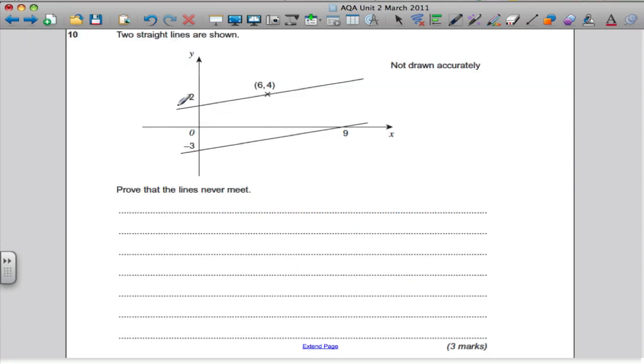Okay, 2 straight lines are shown in the picture. Prove that the lines never meet. Now 2 lines never meet only if they're parallel. So we need to show that the lines are parallel, or that they have the same gradient.